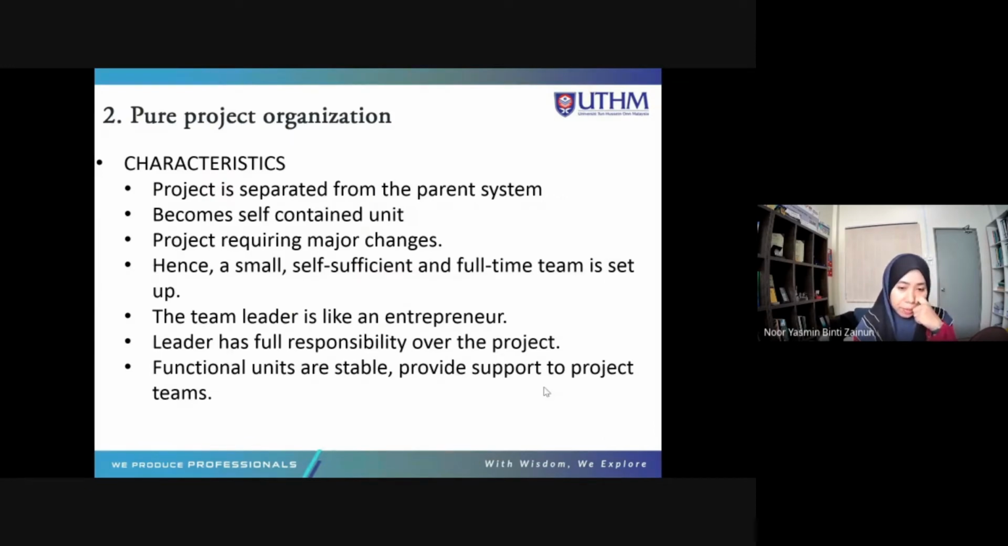Secondly is pure project organization. The characteristic is that the project is separated from the parent system. It becomes a self-contained unit and requires major changes. Hence a small, self-sufficient and full-time team is set up for that project. The team leader is like an entrepreneur. The leader has full responsibility over the project. So functional units are stable to provide support to the project teams.